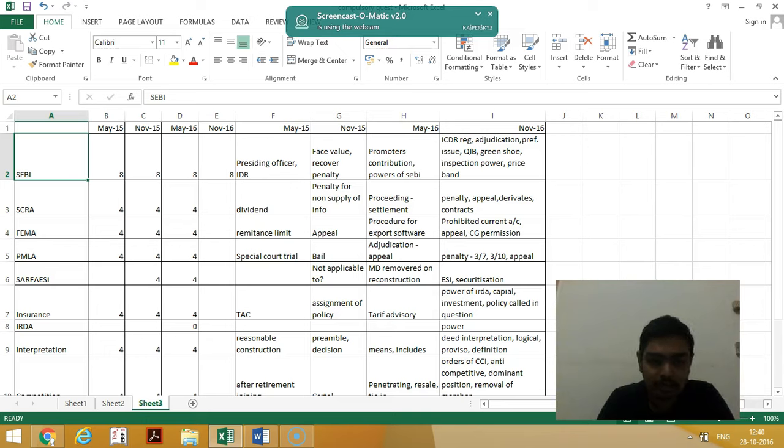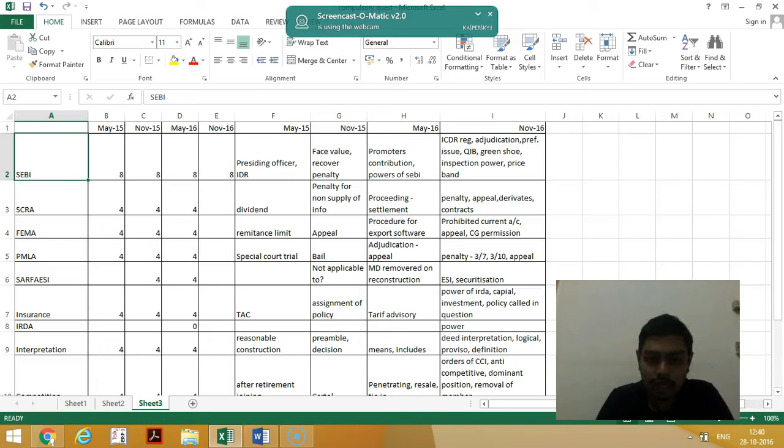In May 15 they asked presiding officers of SEBI, then IDR, Indian Depository Receipt, and in November 15 they asked face value determination and recovery proceedings in case they incur penalties, so attachment of securities, etc. In May 16 they touched the promoters contribution, powers of SEBI, etc.